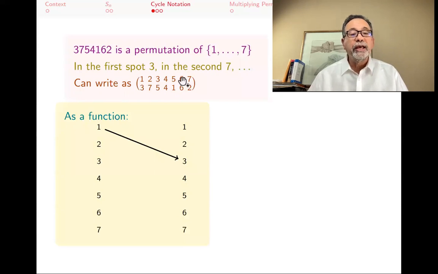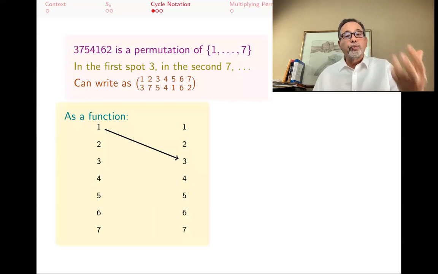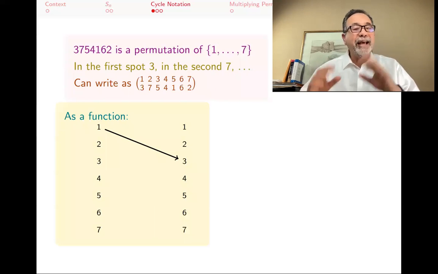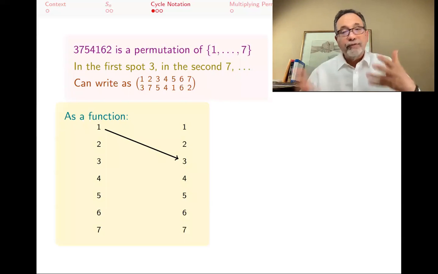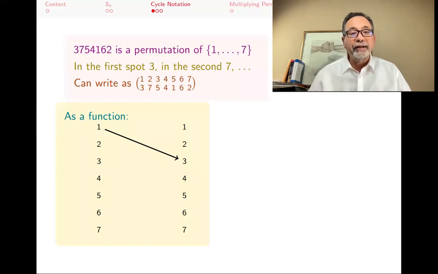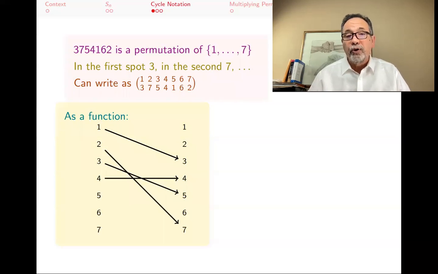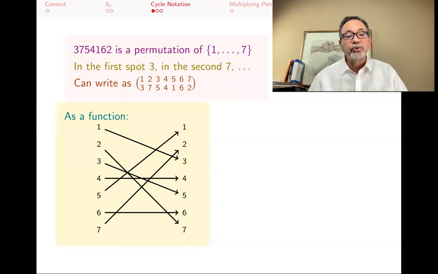1 goes to 3 because this 1 goes to 3. What's in the first spot? 3. So 1 going to 3 is telling me that. You could also write this as a function where 3 goes to this first spot. If you do that, then you'll get the inverse of the one that I'm writing, and that would be just as fine. 2 goes to 7, 3 goes to 5, 4 goes to 4, 5 goes to 1, 6 goes to 6, and 7 goes to 2. This would be another way of thinking about it as a function.